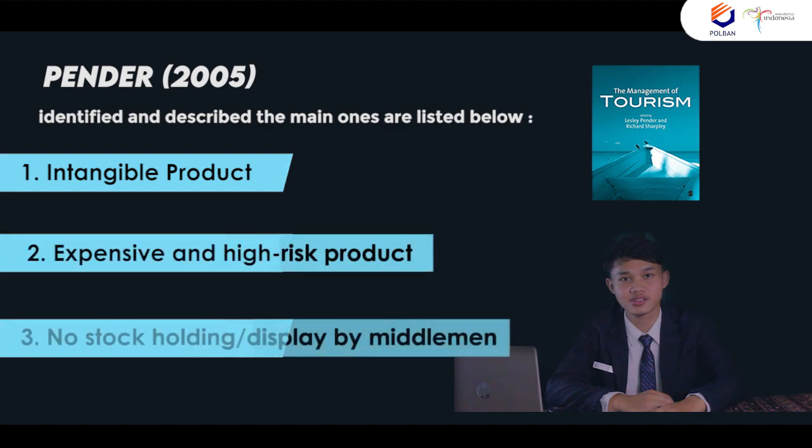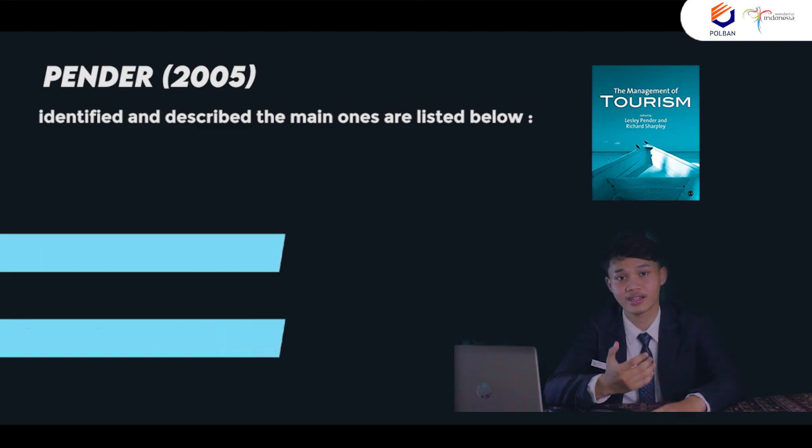The third is no stock holding or display by middlemen. Travel agents and other middlemen do not purchase stock. Only information is provided at the point of purchase. The risk remains with the producer rather than the distributor. The only display that is possible is that of brochures or other information relating to the product. There are, therefore, strong arguments for the careful management of the tourism distribution function.